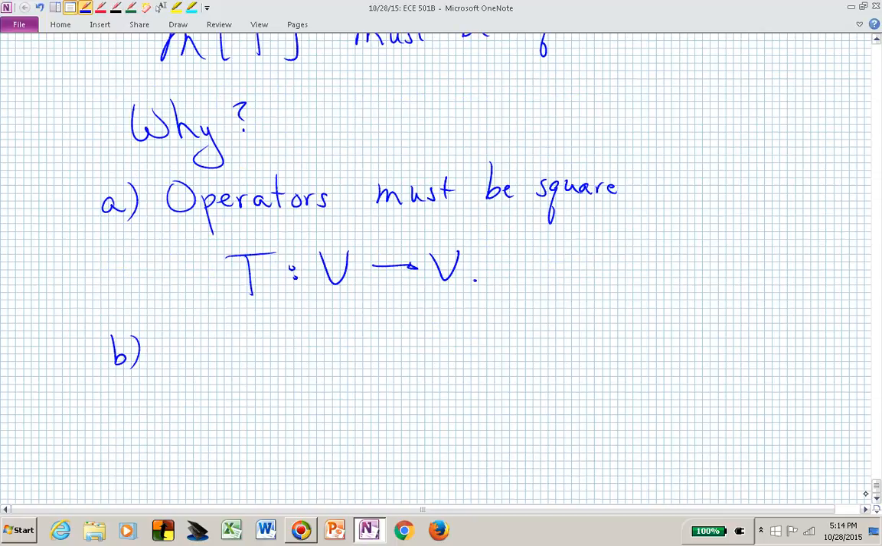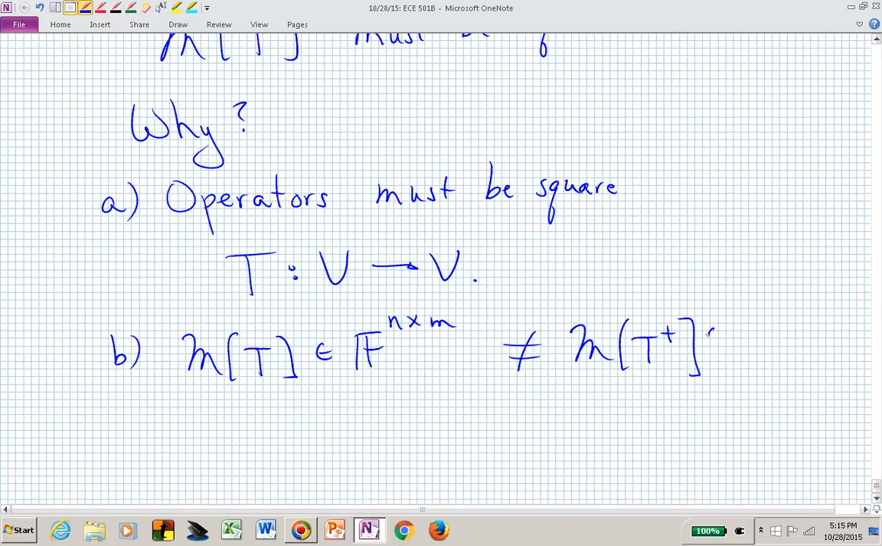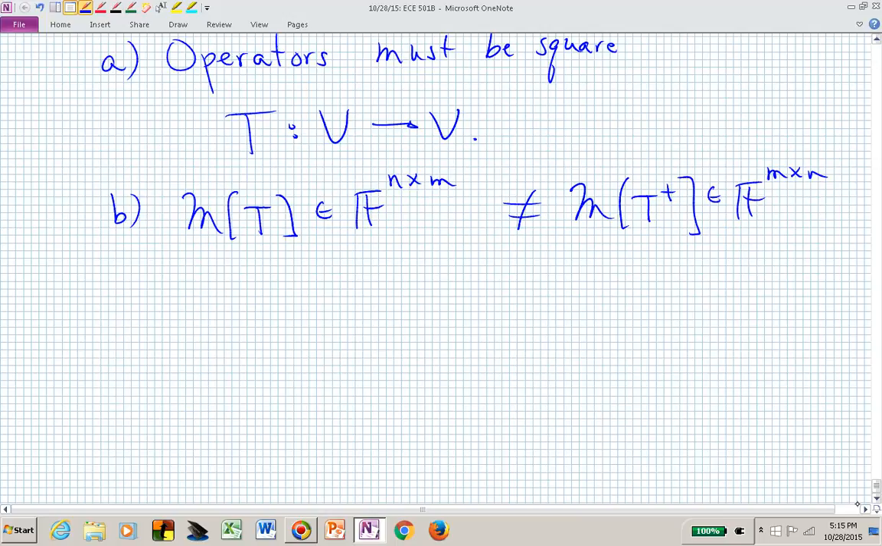And B, if we looked at the matrix representation of T, if it was, let's say, on the field F and it was N by M, then that would not equal the matrix representation of T dagger, which would be over the field of numbers M by N. And these are then different shapes when N and M are different.